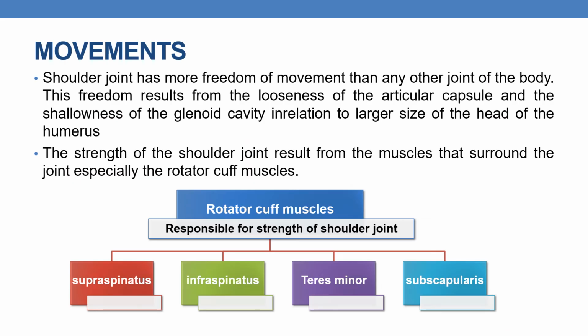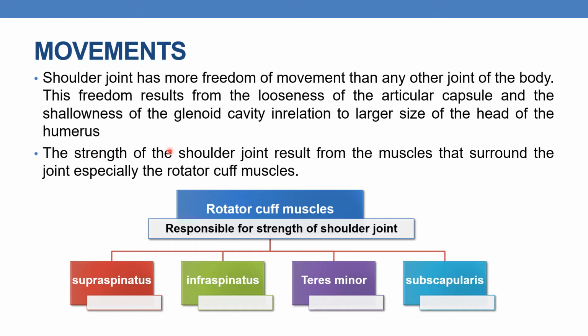Now coming to the movements of the shoulder joint. The shoulder joint has more freedom of movement than any other joint in the body. This is an important point. And this freedom results from the looseness of the articular capsule and the shallowness of the glenoid cavity in relation to the larger size of the head of the humerus.